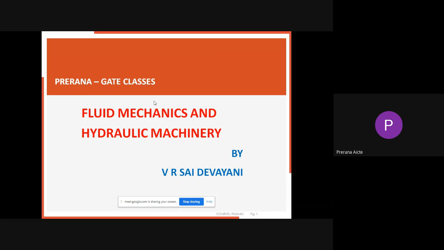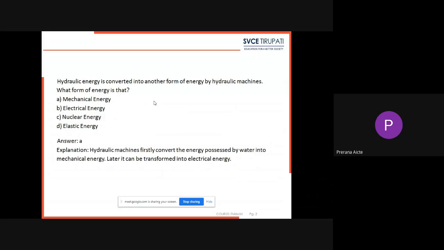So today I am discussing fluid mechanics and hydraulic machinery GATE class, and today my topic is turbines, hydraulic machines. As we know, the turbine is a machine which is used to convert hydraulic energy into mechanical energy, and from there the mechanical energy is converted into electrical energy. So today I am going to discuss the bits along with their explanation.